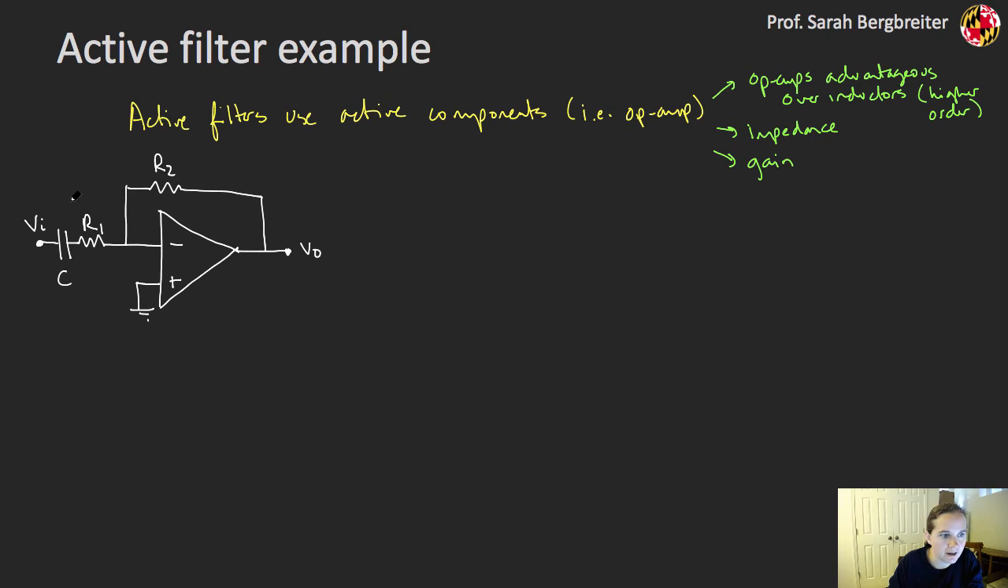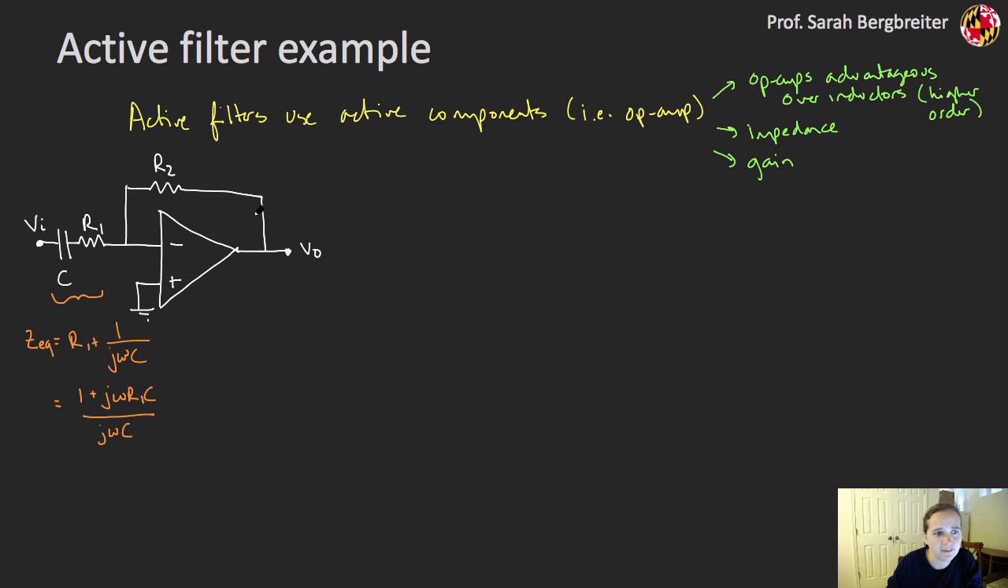And I'm going to start by creating an equivalent impedance to this R1 and this C term right here. And those impedances are in series, so they're going to add. So I'm going to set my equivalent impedance equal to R1 plus 1 over j omega C. And that would be equivalent to 1 plus j omega R1C over j omega C.